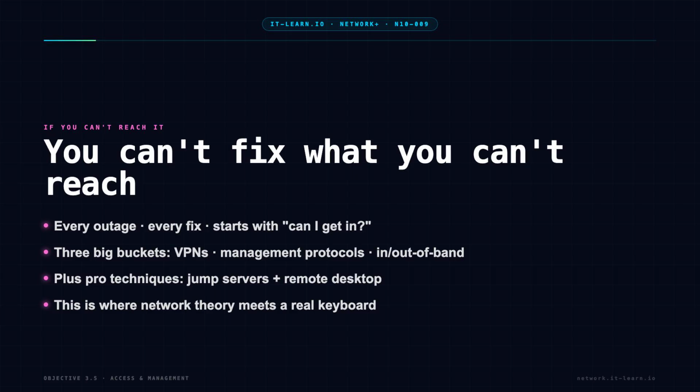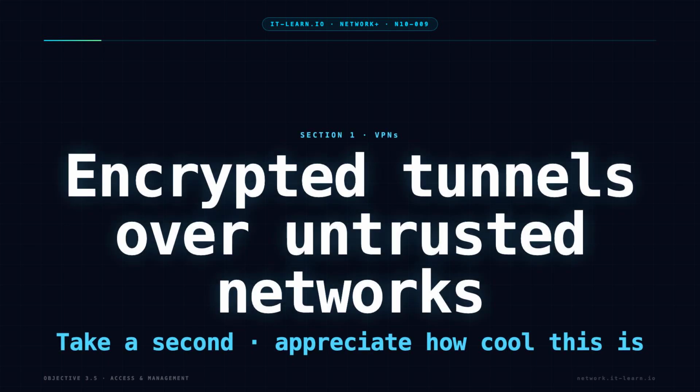Let's start with VPNs. A VPN, virtual private network, creates a secure, encrypted tunnel over an untrusted network like the internet. And I want to stop for a second and appreciate how cool that is. You're taking packets that would otherwise be completely visible to anyone on the internet, wrapping them in encryption, and shooting them through as if you had a private fiber line between 2 points. That is the magic. There are 2 flavors of VPN you need to know cold: site-to-site and client-to-site.